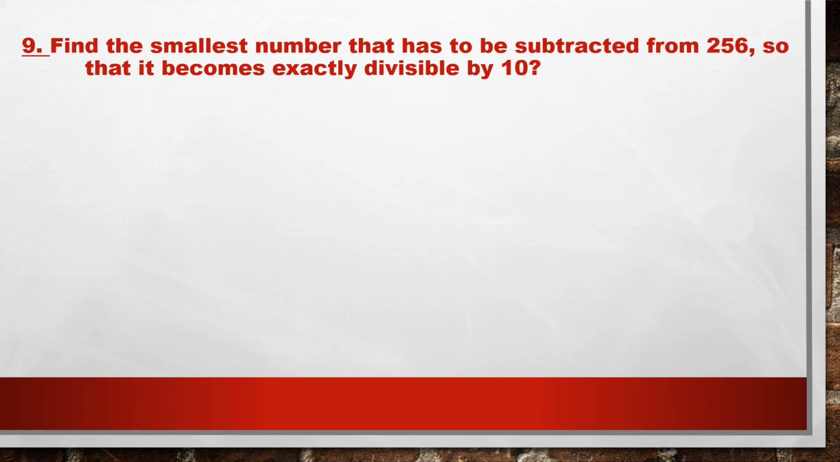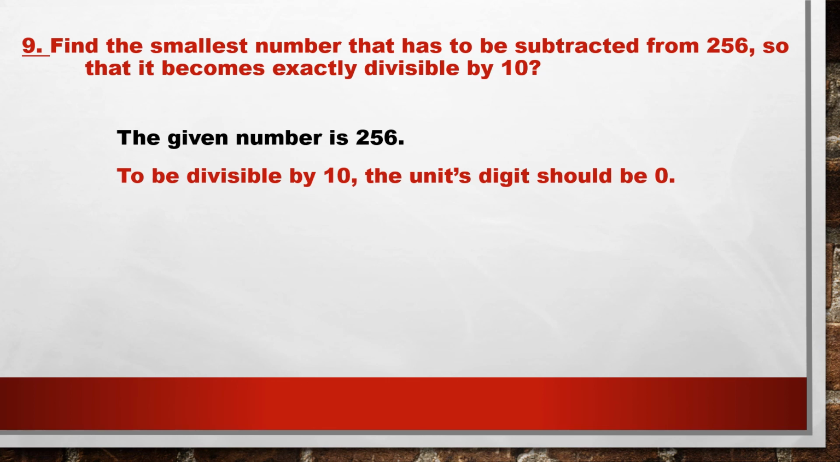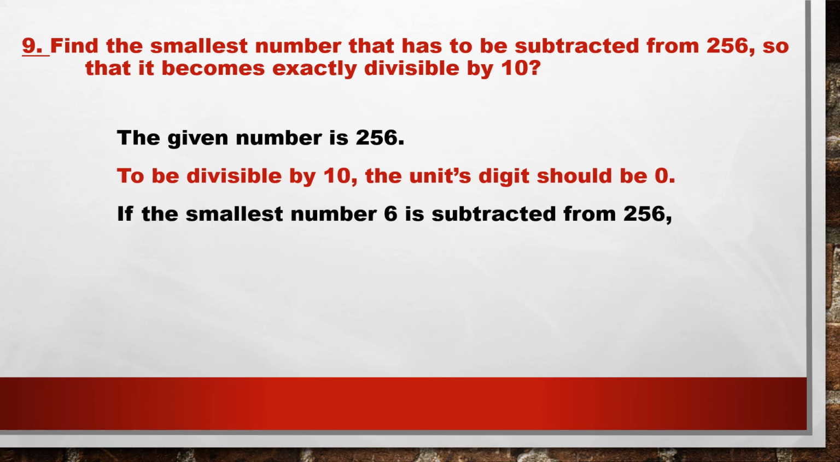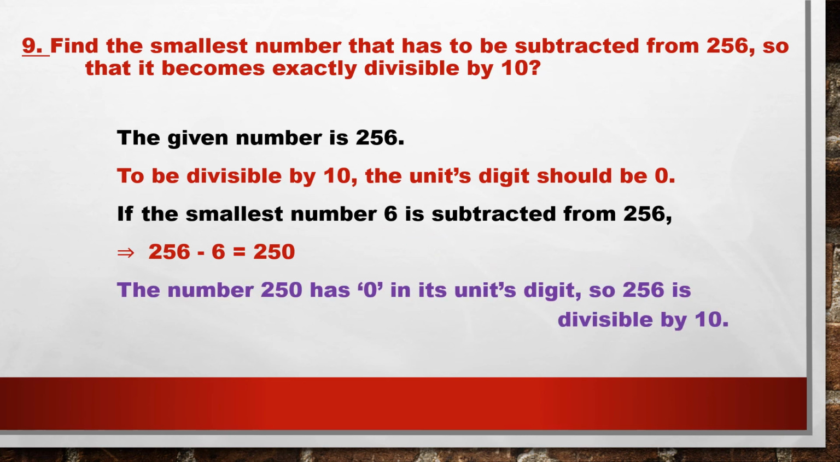Your solution will be like this. The given number is 256. To be divisible by 10, the units digit should be 0. The smallest number, 6, is subtracted from 256. Here there is only one possibility: 6 minus 6 is 0. So 256 minus 6 equals 250, so it is divisible by 10. Okay, clear? For all these problems you should be perfect with the divisibility rules. Once you are perfect with the divisibility rules, it is very easy to solve these problems. Clear?